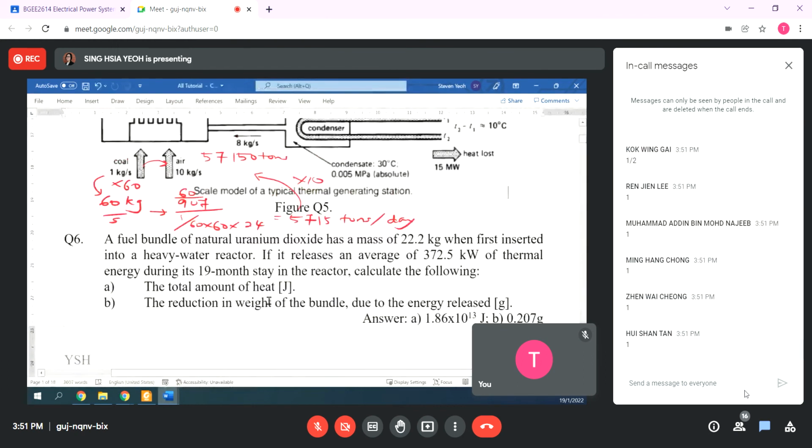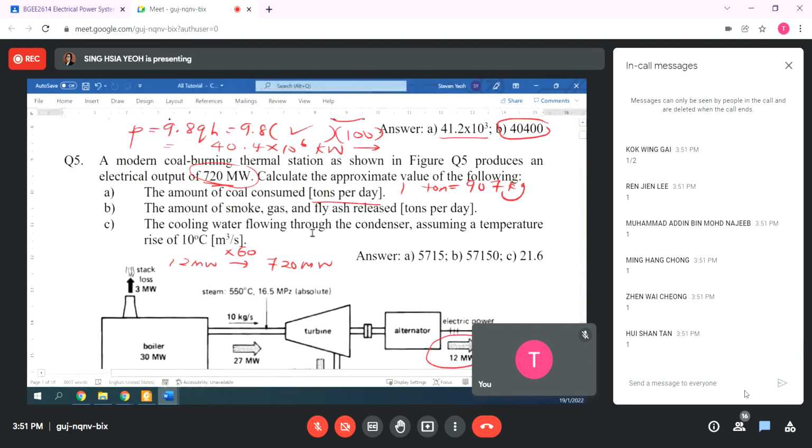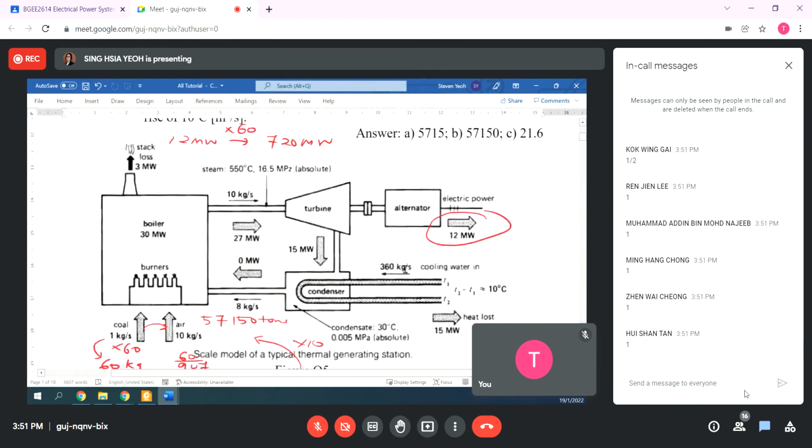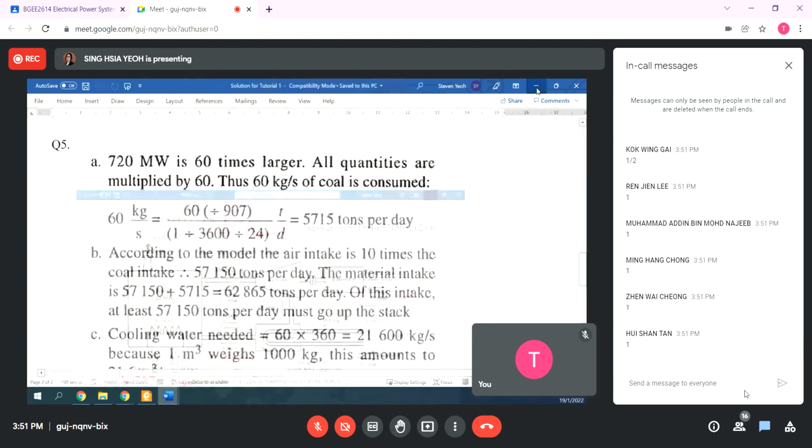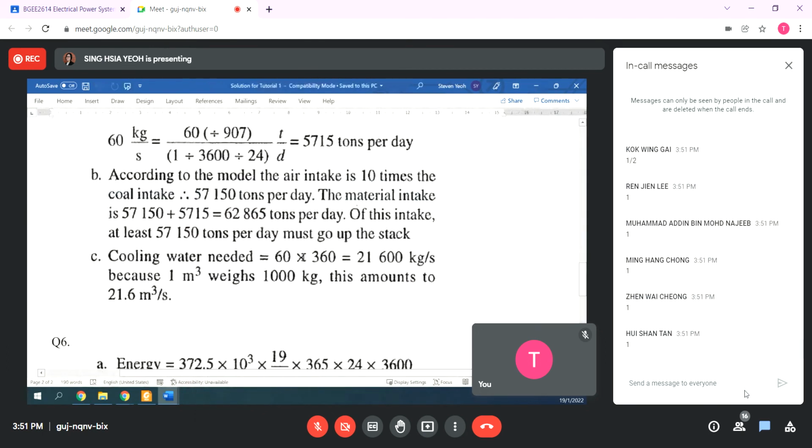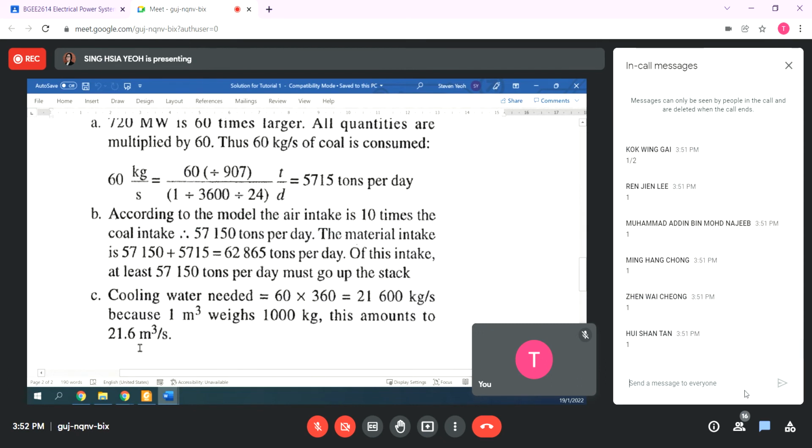With this part C, they ask you the cooling water flowing through the condenser, assuming a rise of 10 degrees. So the cooling water is 360, and you need to times with 60. So cooling water will be 60 times 360, so you get 21,600 kilogram per second. Then you change it to meter cube per second. 1 meter cube will be 1000 kg, so it will be 21.6 meter cube per second.